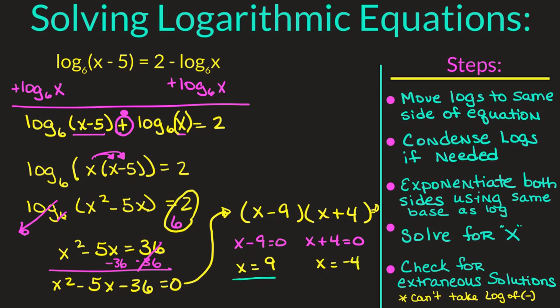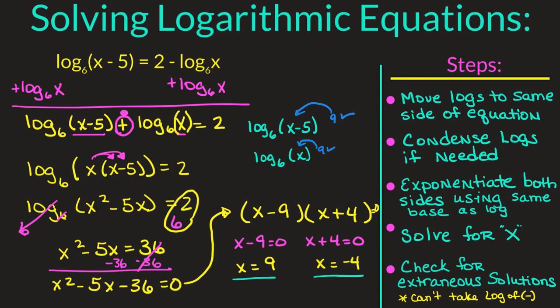So remember, we're going to check for extraneous solutions. We're going to check for x equals 9 and x equals negative 4. We have the log base 6 of x minus 5, and on the other side you also have your log base 6 of x. If I plug in 9 for x, 9 minus 5 is 4, so we should be good with that one. If I take log base 6 of 9 in the second one, it would also work.